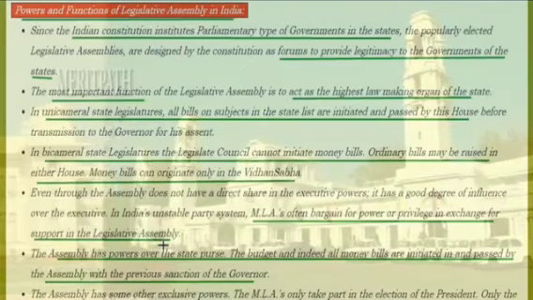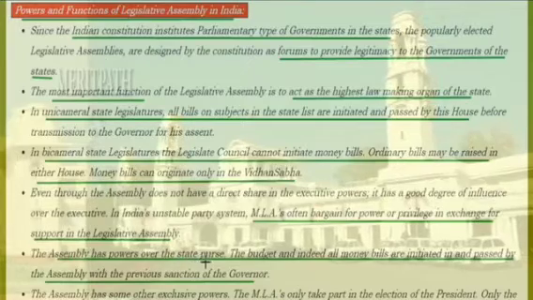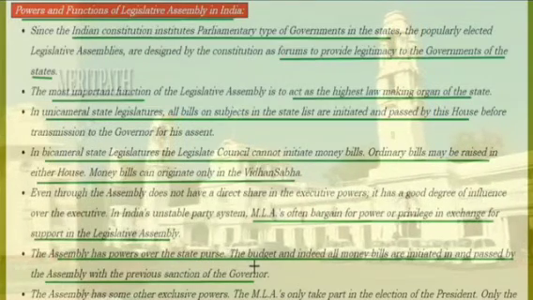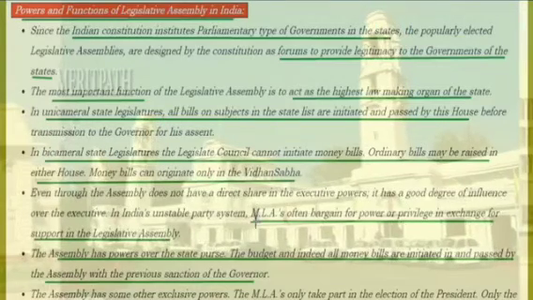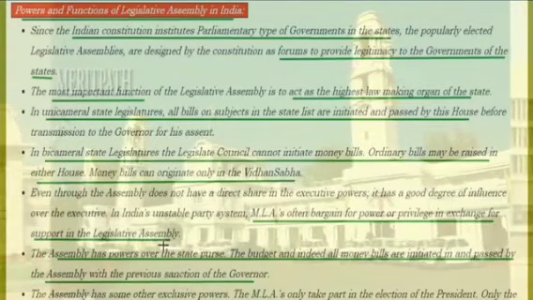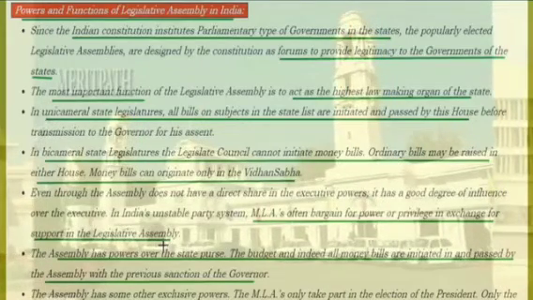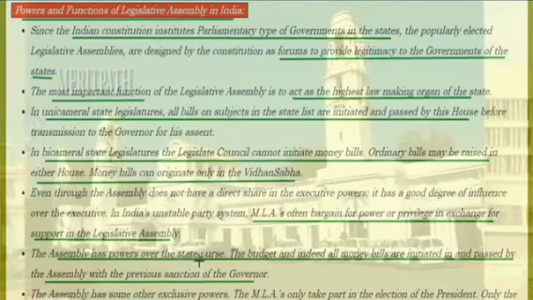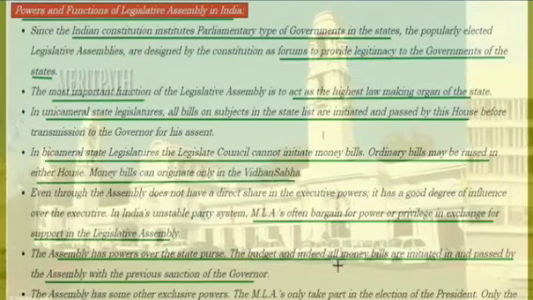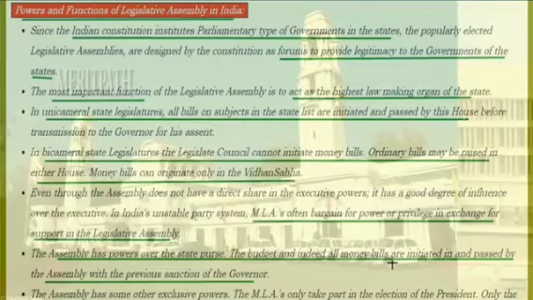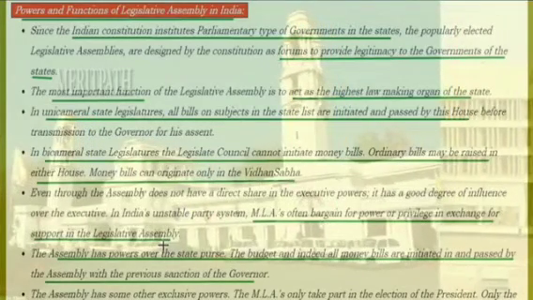But in a bicameral state legislature, where there are two houses, upper chamber and lower chamber, the legislative council cannot initiate money bills. Ordinary bills can be raised in either house, but money bills can originate only in the Vidhan Sabha.